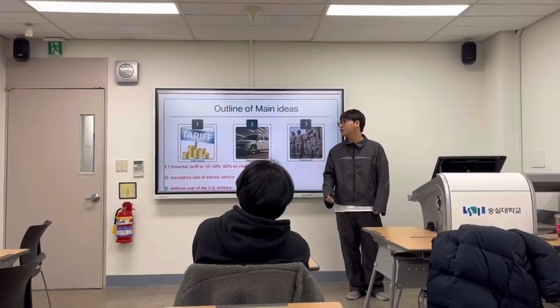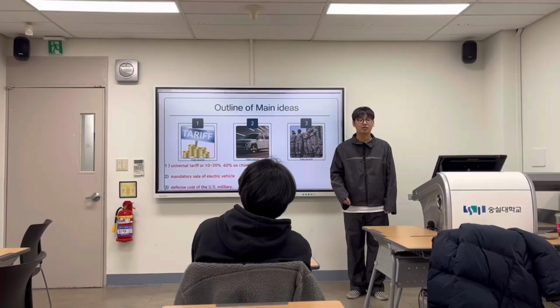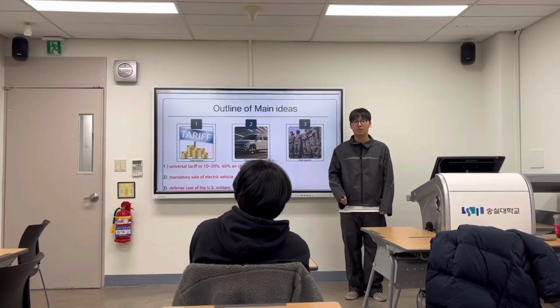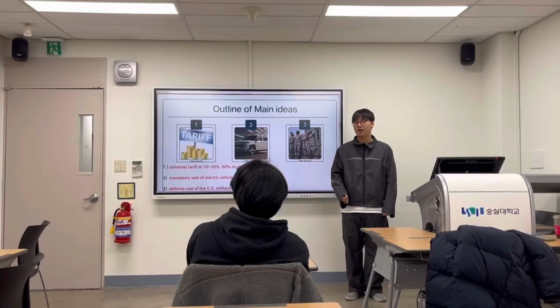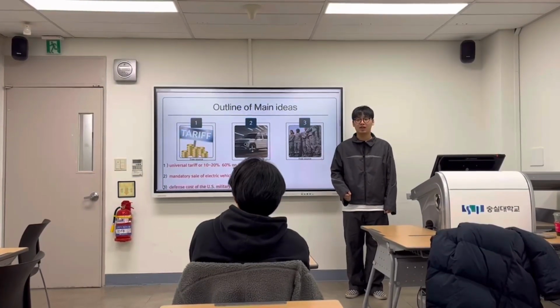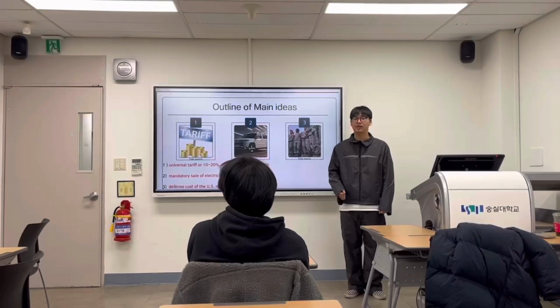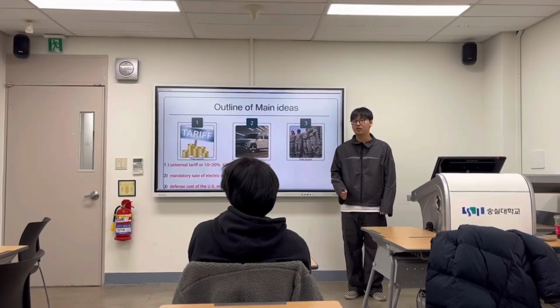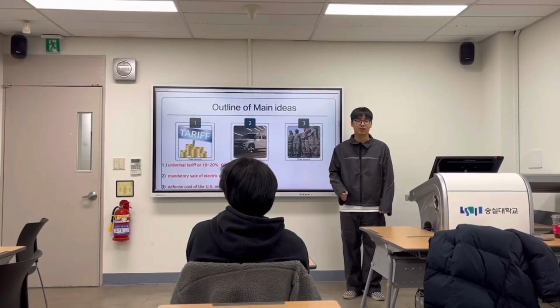There are three main issues related to Trump policy. First, Trump wants to increase the universal tariff by 10 to 20% and tariffs on Chinese products by 60%. Second, Trump wants to eliminate the mandatory sale of electric vehicles. And lastly, Trump wants to increase the contribution to defense costs of the US military.